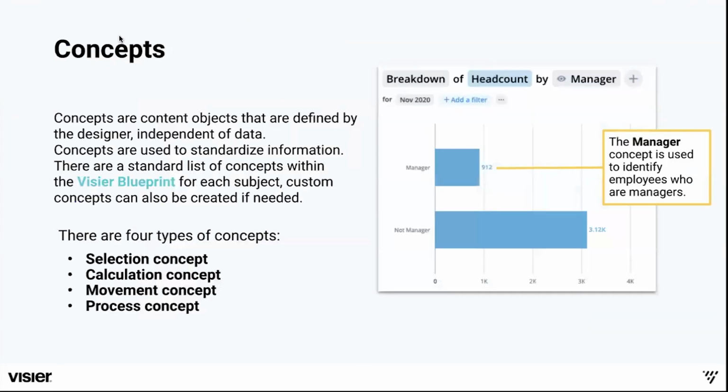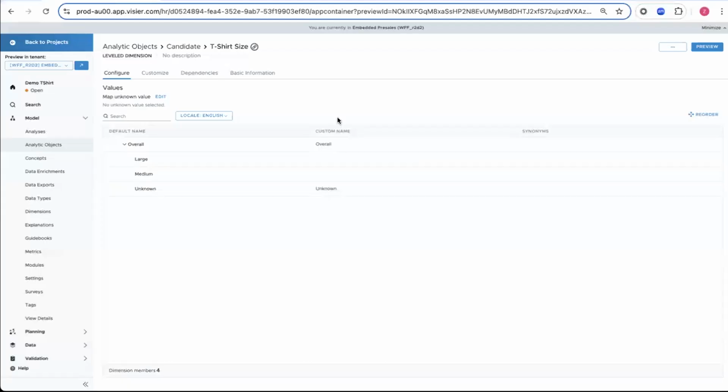An example we use in HR is the idea of manager. There's many different ways to say someone's a manager, but as a data modeler, you might want an abstract way to do that. And so that's where concepts come in. So let's jump back to Studio and show you what that looks like.